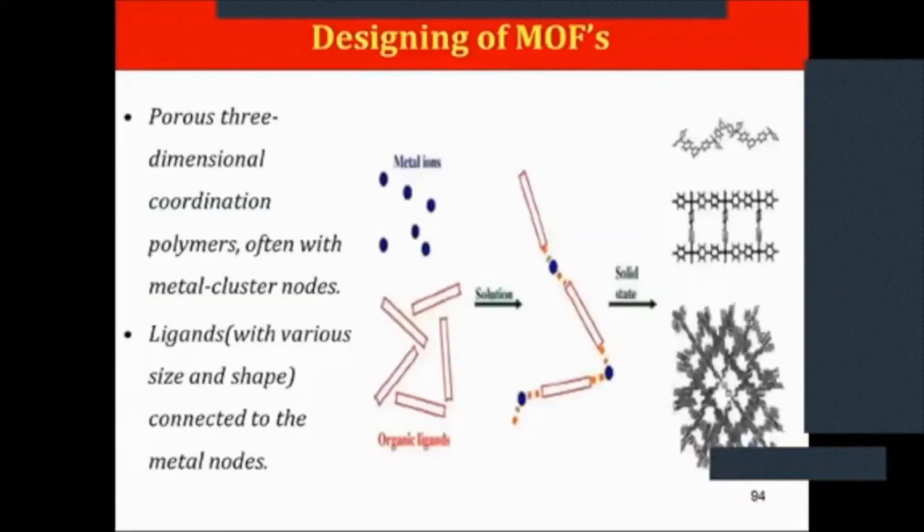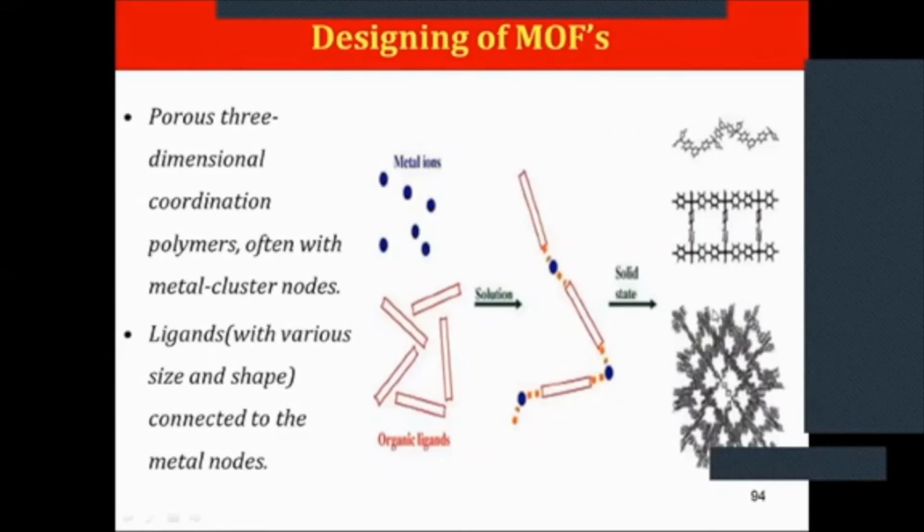So how do they design? You take the metal ions, and with various sizes and shapes of the ligands, whichever you want, and also in the metal ions, a tetradentate or a bidentate or a tridentate, whatever ligands you can take, and even the coordination behavior of the metals you can choose, and you get different types of structures with different ways of synthesis.